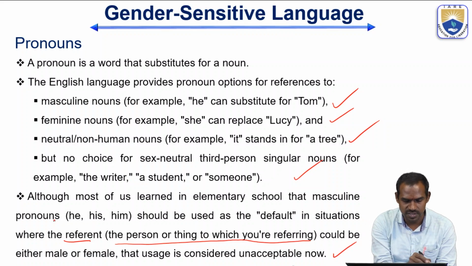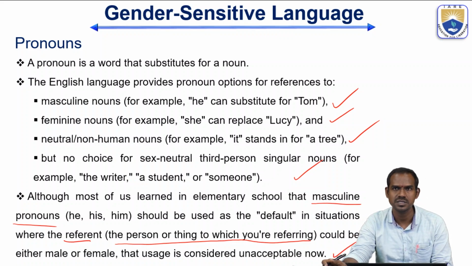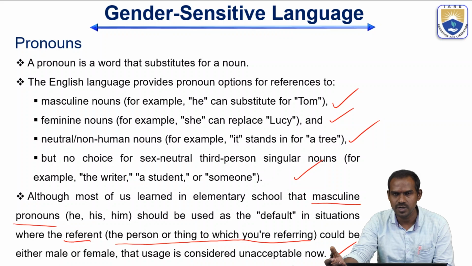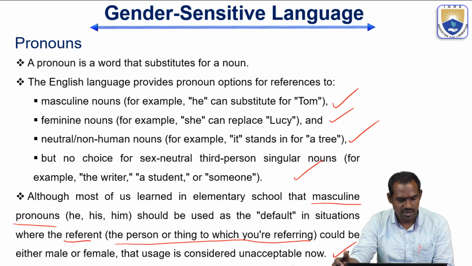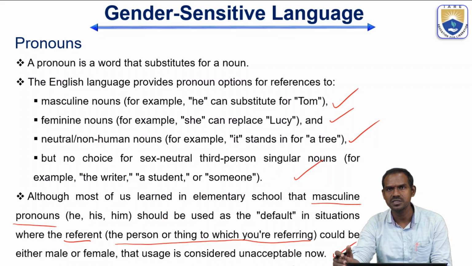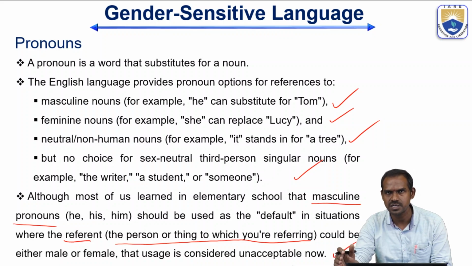As I told, these masculine pronouns were used for all the cases, because in the olden era, men participated in greater numbers in addressing the issues of the particular country. So that is why masculine pronouns were used for all the nouns. But it is not true. It is unacceptable now, because both are equally participating in the issues of the particular country.